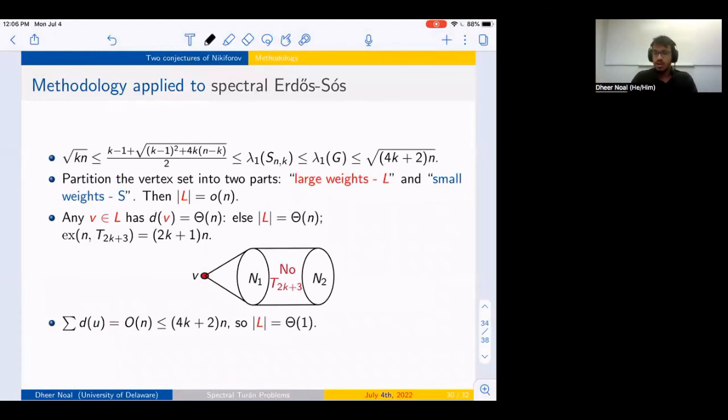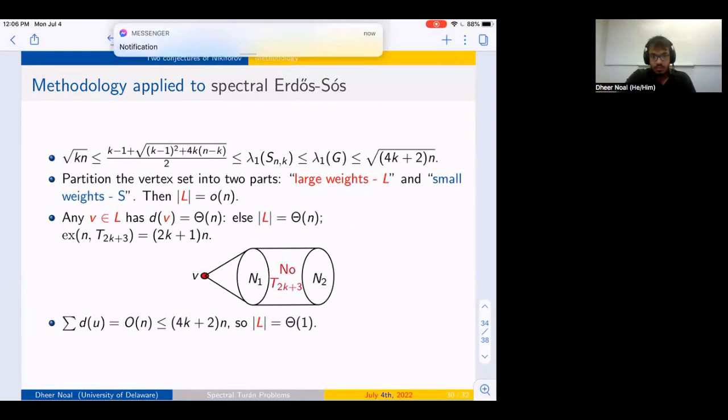So we're just going through some of the details of the proof. We know that the spectral radius of S_{n,k} is going to give us a lower bound for the spectral radius of our guess graph G, which for now is S_{n,k} or S_{n,k}^+, depending on which problem we're looking at. And the spectral radius for S_{n,k} can come by looking at a quadratic polynomial, which we get from the quotient matrix of S_{n,k} on two parts. And one can see that the lower bound for this is root kn.